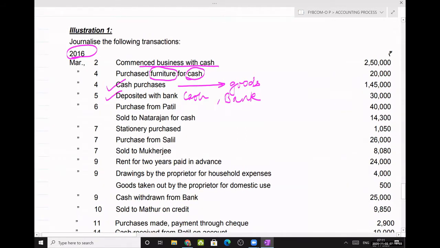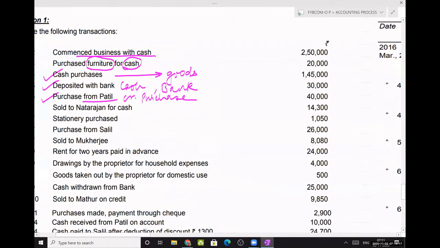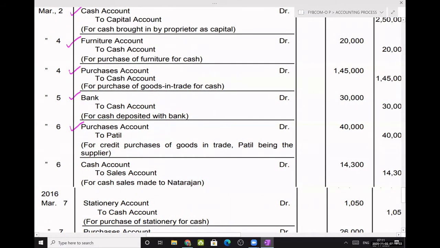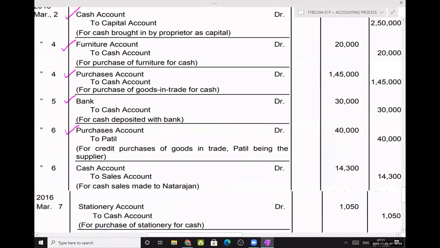Next, purchase from Patent. Obviously, now that his name is given, this is a credit purchase, because the name of the party is mentioned. So purchase account debit to Patent. Being goods purchased on credit.